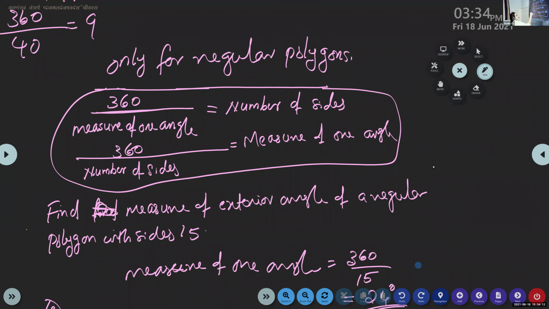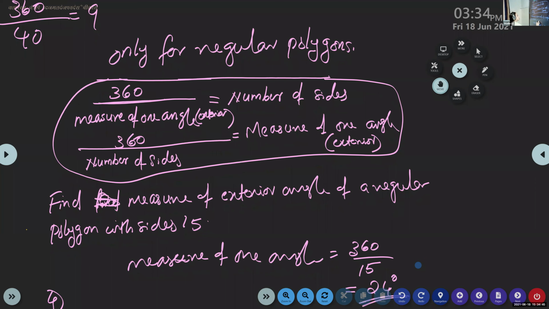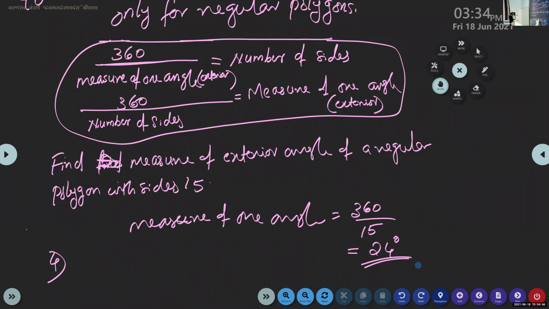In this box, children, please listen to the board for one second. Only for a regular polygon, we wrote 360 by the measure of one angle. In brackets, you write exterior angle. Here we are talking about only exterior. Here also the measure of one angle is the exterior angle only, so write in brackets exterior. Both angles are exterior, pointing on exterior angles. So write that in brackets.